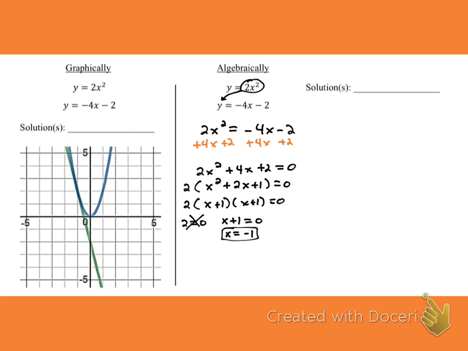So, I'll take that, plug it in. Here, change it up a little bit, getting kind of crazy. I plugged it into the quadratic. 2 times negative 1 squared, because I'm cool like that. All right, negative 1 squared is 1, so y equals 2. So that point of intersection is at negative 1, 2.